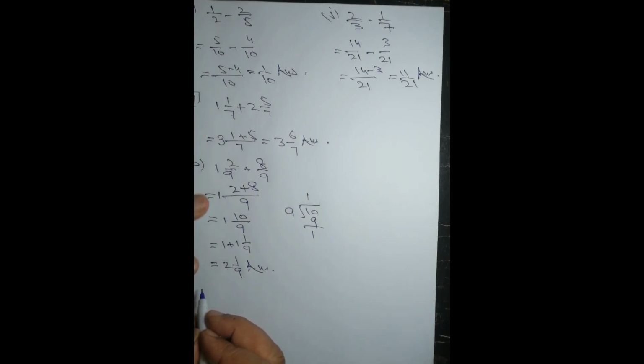Now part C of this question, 2 whole 8 by 15 plus 5 whole 7 by 15. We can write 2 plus 5, 7 whole number. 15 is the LCM, and this is 8 plus 7, that is 15 by 15. So this is 7 plus 15 by 15, that is 1, equal to 8. So 8 is the answer.